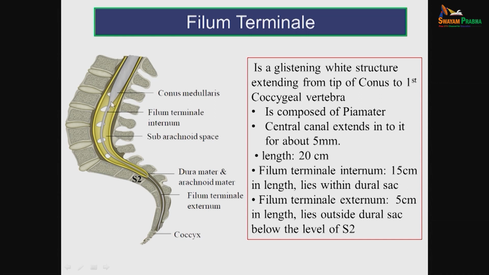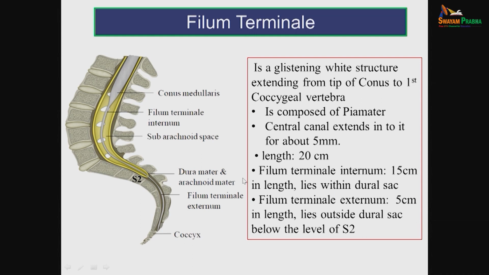If you take the cord, it has the central canal in the grey commissure. This central canal is going to extend into the filum terminale just for about 5 millimeter. Initial segments of the filum terminale will contain the central canal. The length of the entire filum terminale, what you are seeing here, is 20 centimeters. There are two parts of the filum terminale. One is filum terminale internum, another one is filum terminale externum.